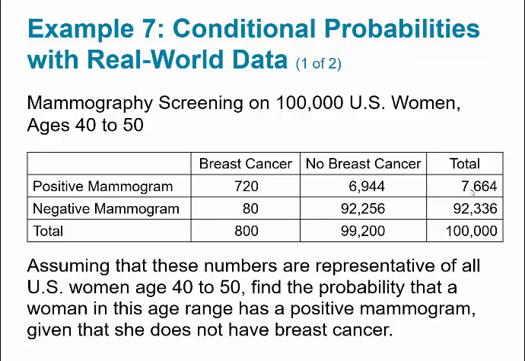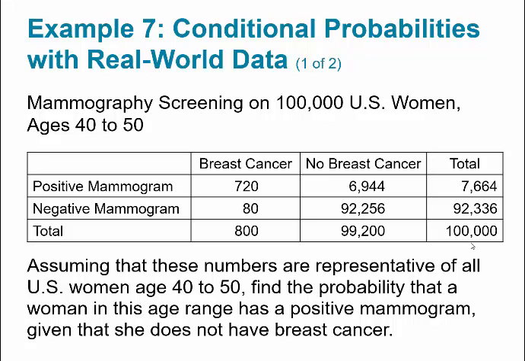So there were 7,664 here. Individuals that had negative mammograms, 80 of them actually did end up having breast cancer. This many had no breast cancer. There were this many total. You can also find the total of individuals that had breast cancer. The total of individuals had no breast cancer. And you can see that this plus this is the same as this plus this, which is 100,000.